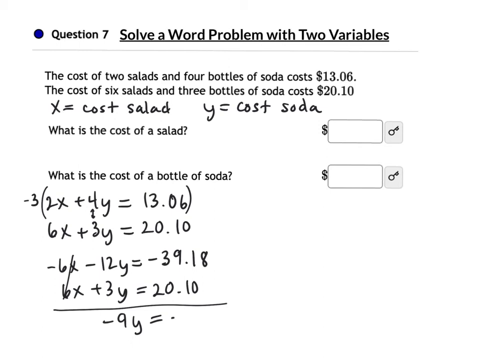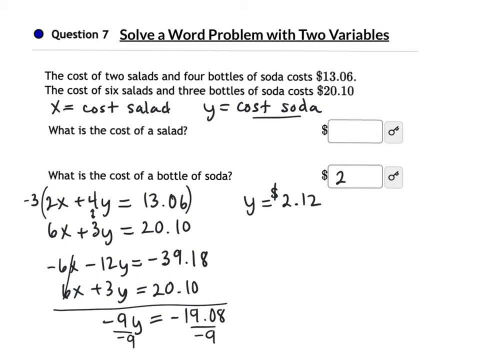I get negative 19.08. And I'll divide both sides by negative 9. And it looks like y will be $2.12. So we know the cost of the soda. That's y. Now I need to find the cost of the salad.